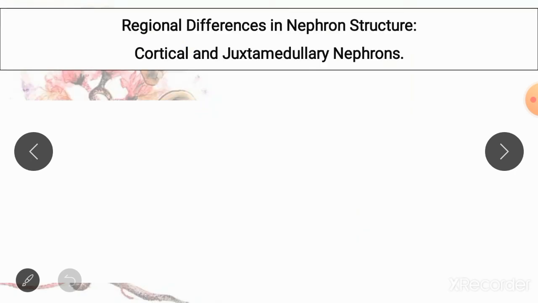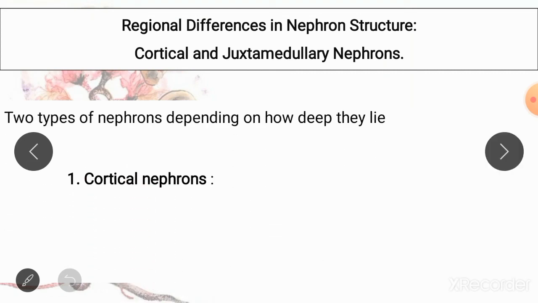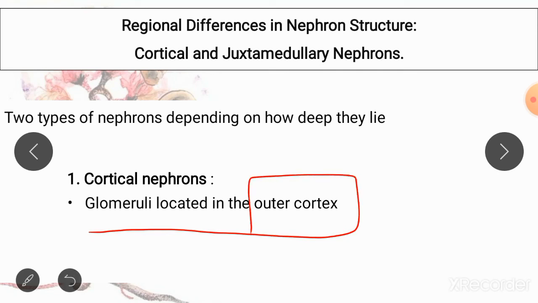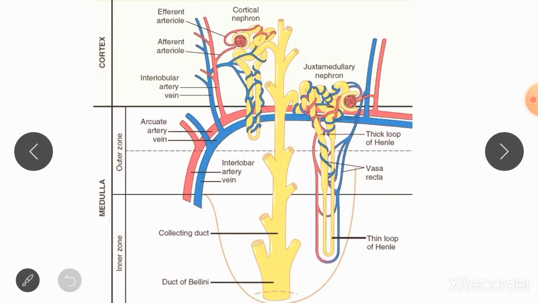Let us discuss the regional differences in the structure of the nephron. There are two types of nephrons on the basis of regional location within the kidney, the cortical and juxtamedullary nephrons. The cortical nephrons are small, and their glomeruli and Bowman's capsule are present within the outer cortex, as I already showed here. You can see that this is a cortical nephron, and not only its glomerulus and Bowman's capsule, but most of its loops are also present within the cortex, the outer portion of the kidney.